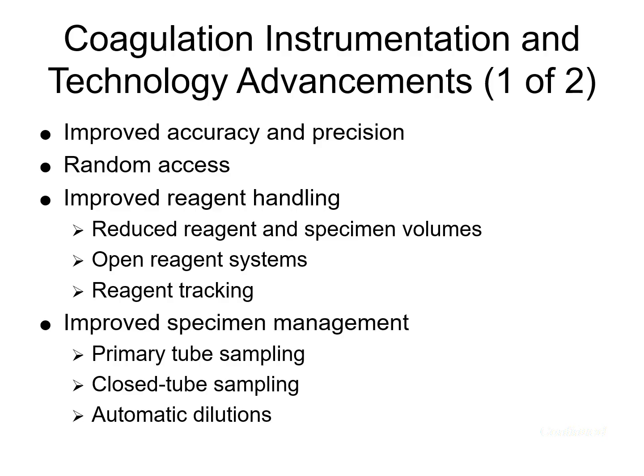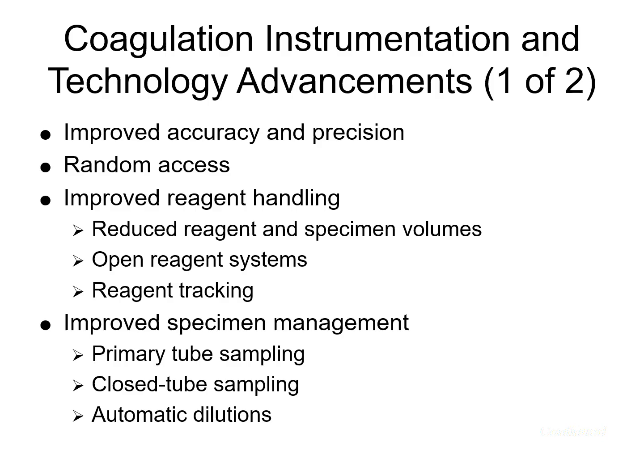For improved reagent handling, there's automation of reagent preparation, dispensing, and storage, which has helped improve consistency and actually has reduced human error. For reducing reagent and specimen volumes, modern instruments require smaller amounts of reagents and patient samples, minimizing waste and patient discomfort. This is especially important for pediatric and critically ill patients that may have a limited blood volume. For open reagent systems, this allows laboratories to use reagents from multiple manufacturers rather than being restricted to just that one kit from the manufacturer. This increases flexibility and cost effectiveness.